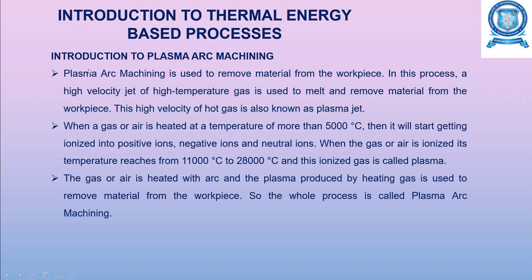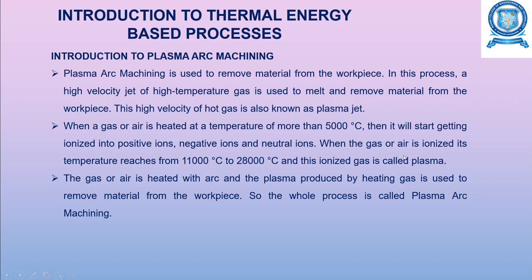Here, plasma arc machining is used to remove material from the workpiece. In this process, a high velocity jet of high temperature gas is made to melt and remove material from the workpiece. This high velocity hot gas is called a plasma jet. When a gas or air is heated to a temperature of more than 5000 degrees Celsius, it starts getting ionized into positive ions, negative ions, and neutral ions.